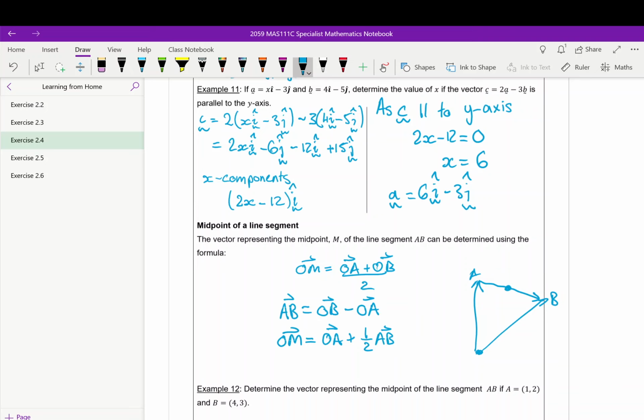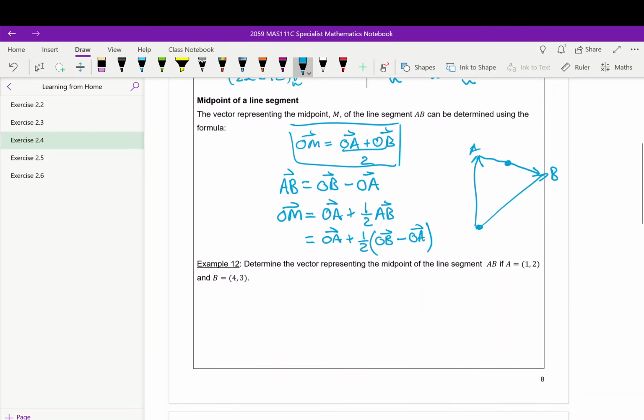So if we then substitute in our value of A to B, we get O to A plus half (O to B minus O to A). And if we distribute that half, we're going to get O to A minus half O to A, and half O to B, which brings us to that top equation that we've solved there. So that's how that formula is derived. But this is the formula that we're concerned with.